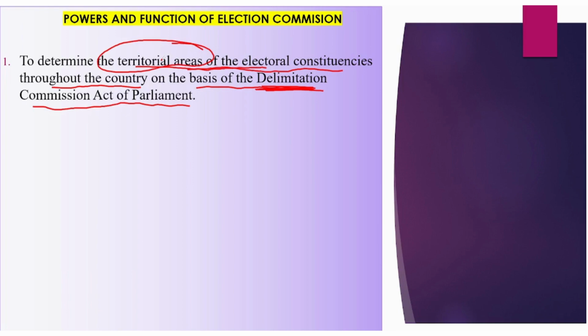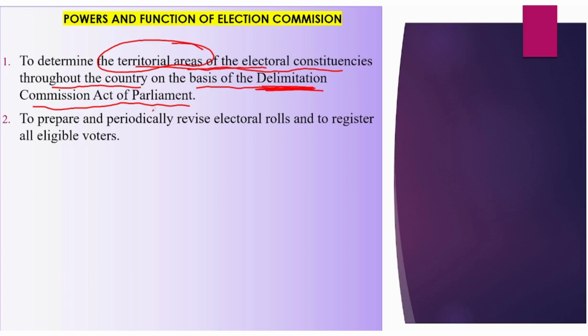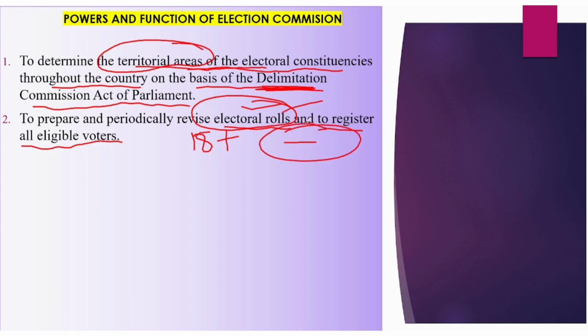The next point is to prepare and periodically revise the electoral rolls and to register all eligible voters. See, every year there will be a periodic revision of electoral rolls. Whoever turns 18 years of age will be added to that electoral list, and whoever might have died will be deleted from that electoral list.